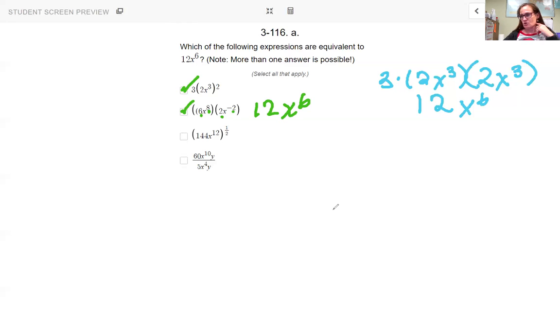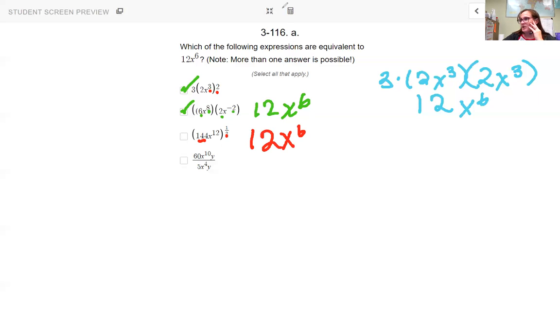Now let's try this third one. This half power that's right outside the parentheses. What does half power mean? Half power means square root. But remember how in this top one we did 2 times 3? We can do the same thing right here. 1/2 times 12. What's 1/2 of 12? Well, that's 6, right? So that's x to the 6th. And then 1/2 is the square root, right? So what is the square root of 144? Well, the square root of 144 is 12.